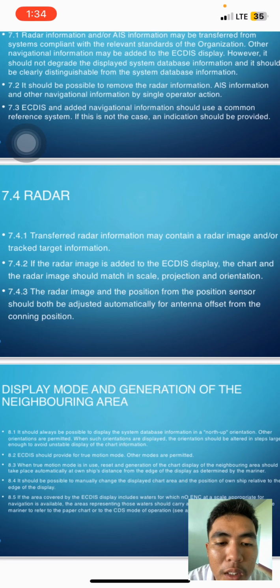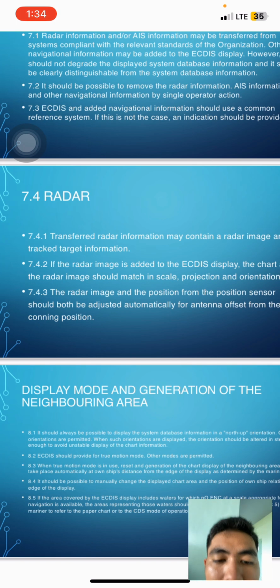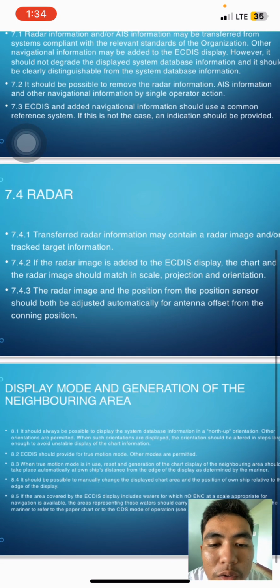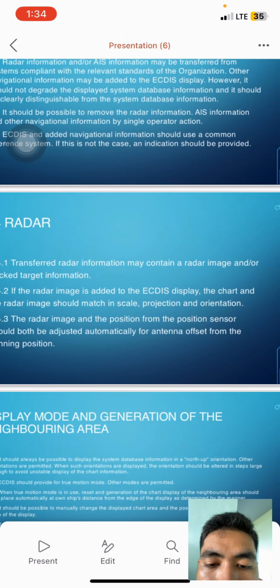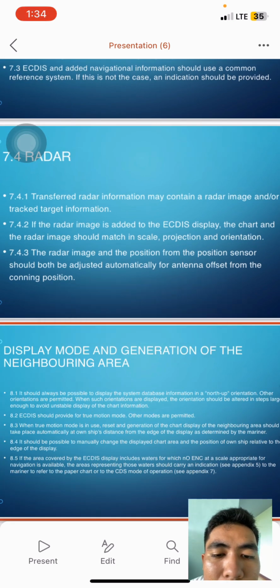And lastly, if the area covered by the ECDIS display includes waters for which no ENC at a scale appropriate for navigation is available, the areas representing those waters should carry an indication to the mariner to refer to the paper chart or to the CDS mode of operation.